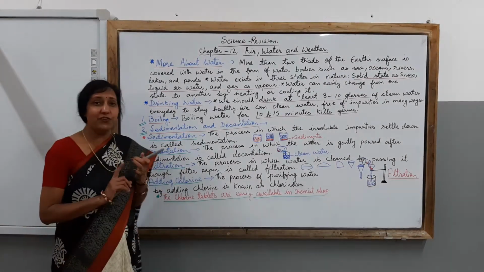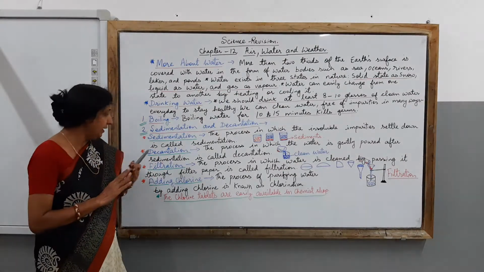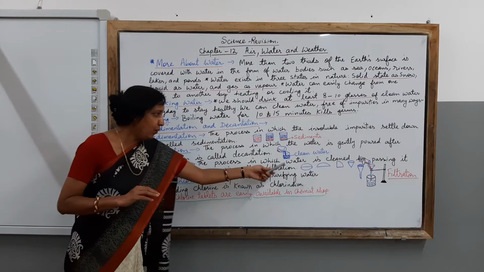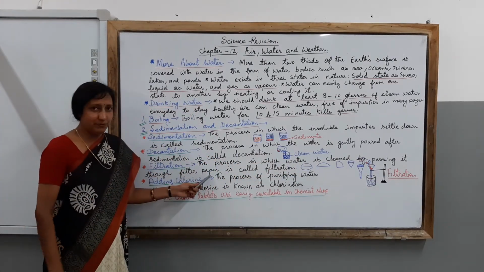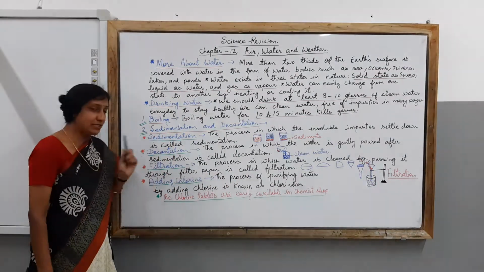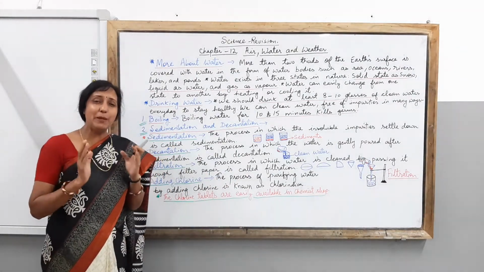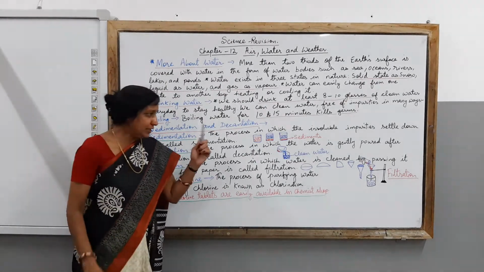Next we know about filtration, children. What is filtration, children? First we need to understand that the process in which water is cleaned by passing it through filter paper is called filtration. In filtration, children, what is the process? A filter paper is used to filter the impurities. What is done here?